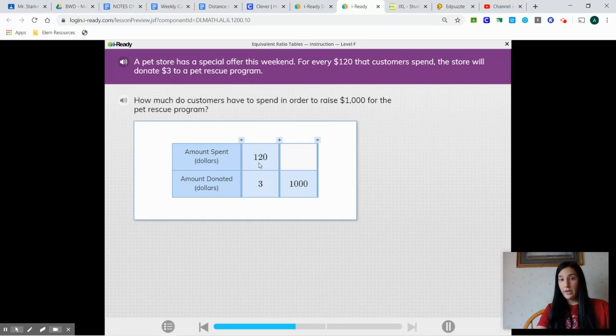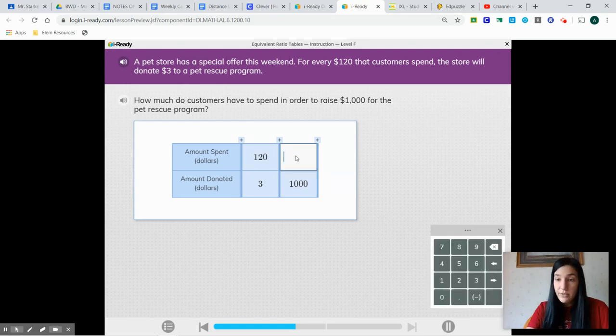So we do 120 divided by 3. Now we can use mental math to figure that out. 3 goes into 12 4 times, and hold your 0. So 40. So what that's telling us is that for every $40 that is spent, $1 is donated. So we want to find out how much money is spent when $1,000 is donated. So we're going to do 1,000 times 40. So 1 times 40 is going to give us 40, and now we're going to add on those 3 zeros. So it should give us 40,000.